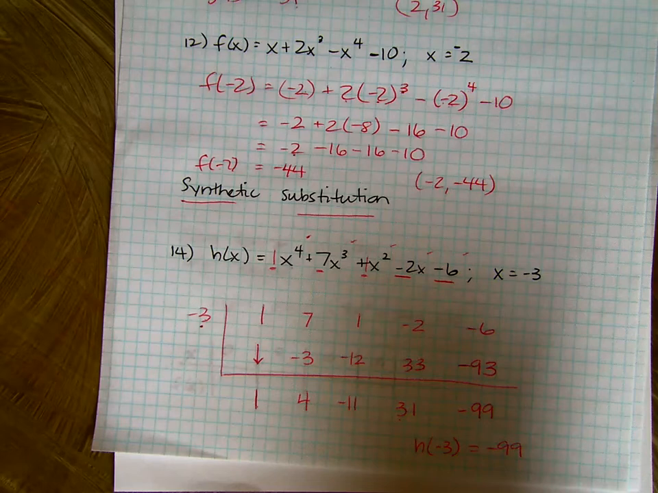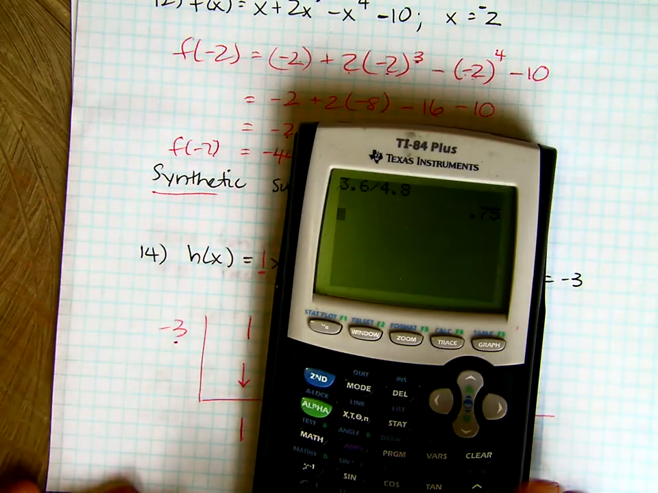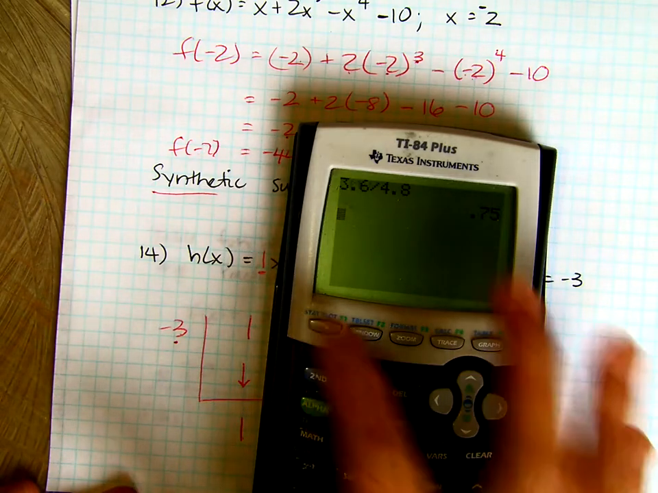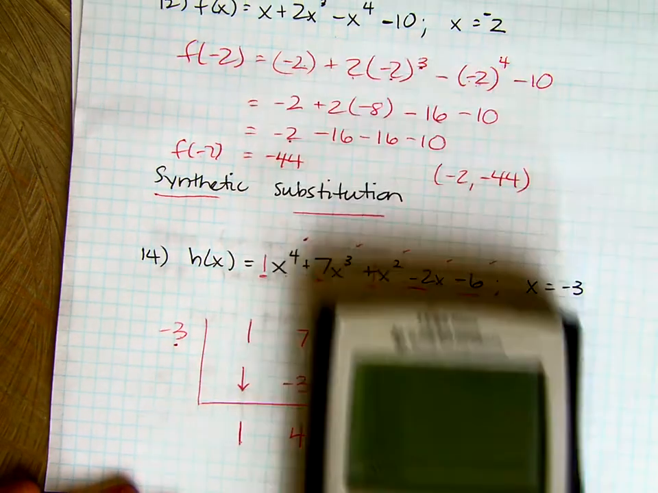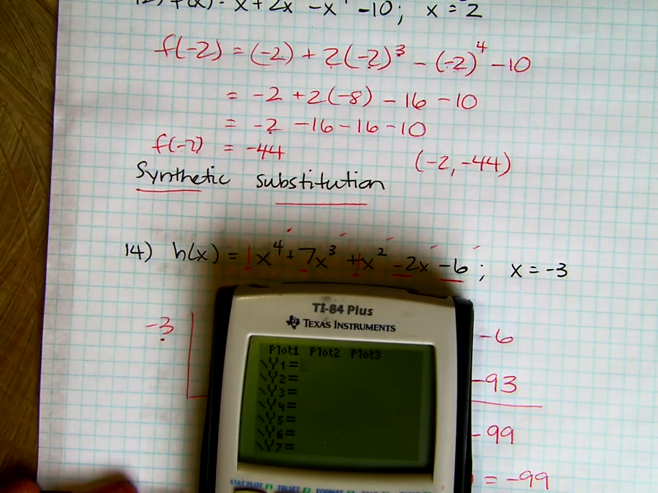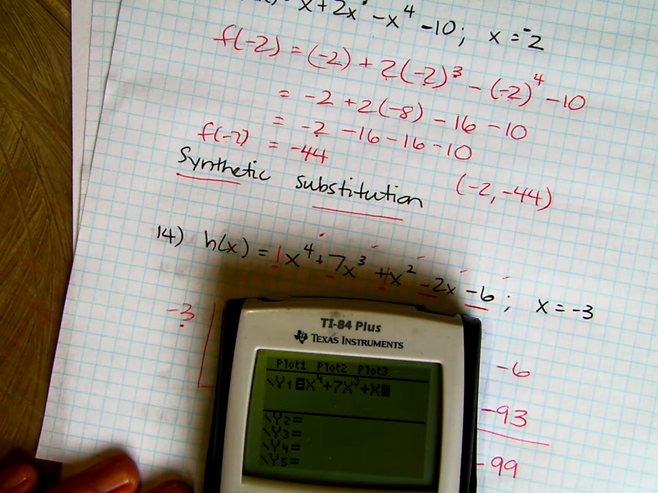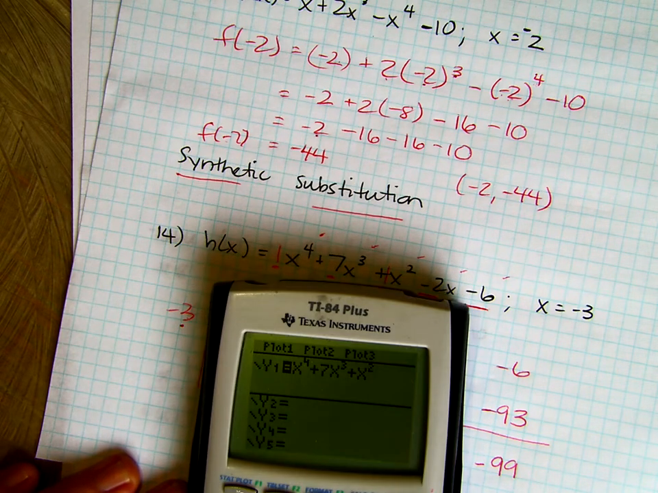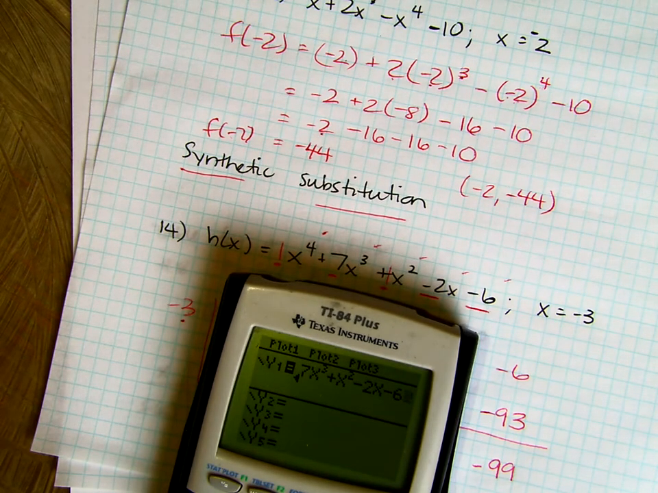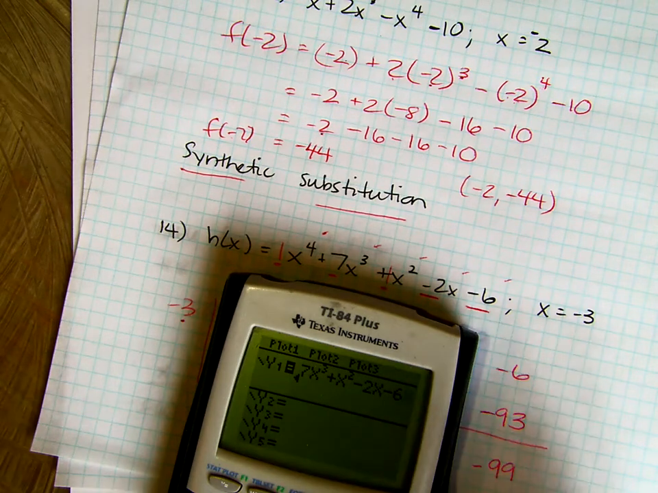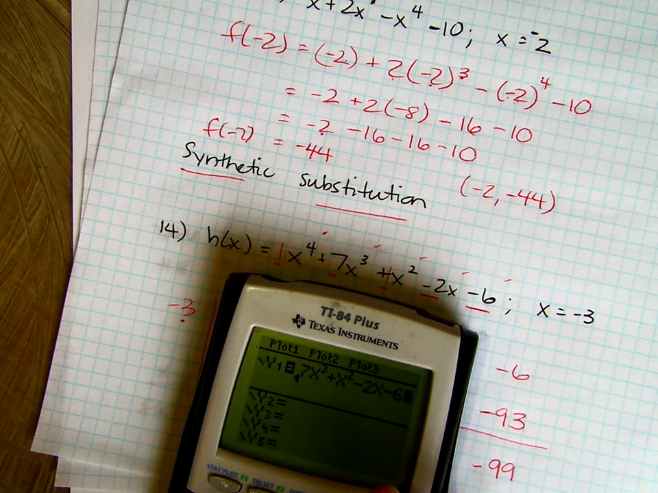So how can I check that in my calculator? Let's see how well we can see this. So I'm going to go to y equals, and I'm going to plug this function in, x to the fourth, and then plus 7x cubed plus x squared minus 2x minus 6. And then I can go to my table.